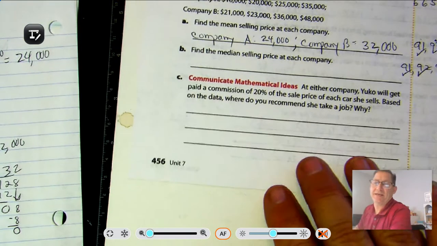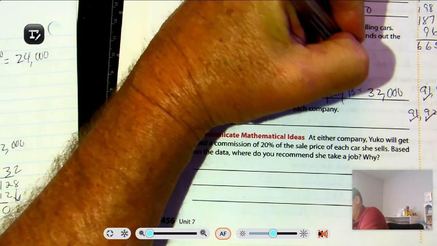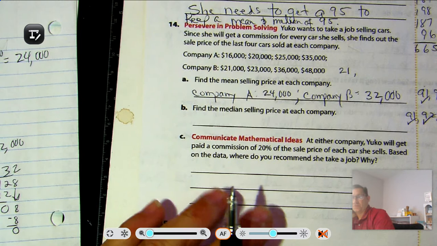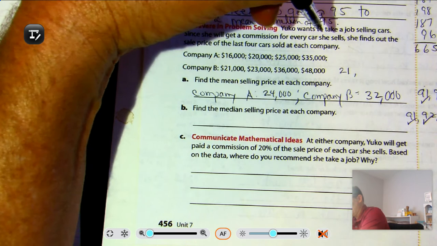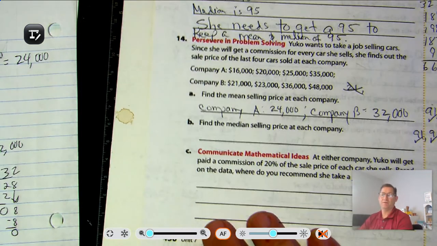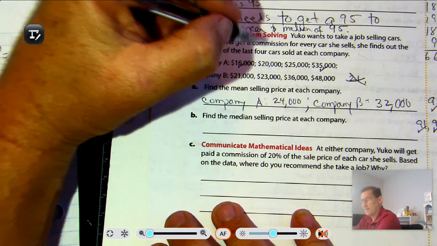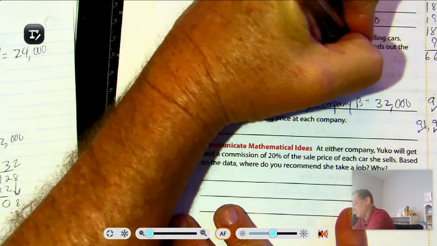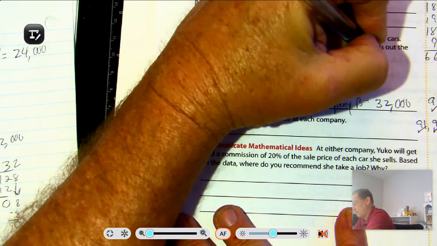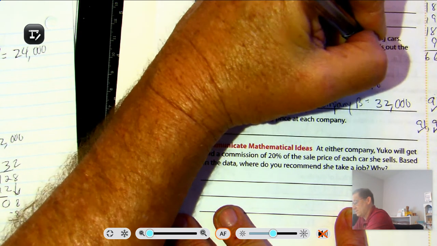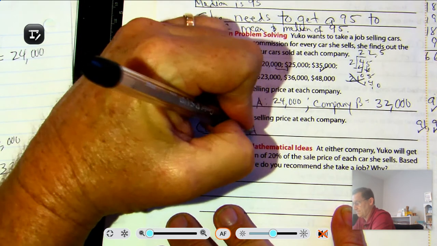All right, find the median selling price of each company. I'm not going to put the thousands on there just for sake of saving space. Actually, I don't need to put these in order. They're already in order. So cross off from the ends, and we have 45,000 left in the middle. So 45 divided by 2. So 22,500 is the median for company A.